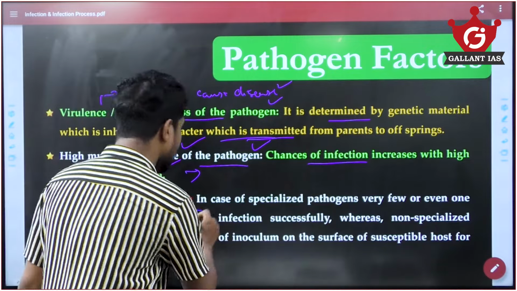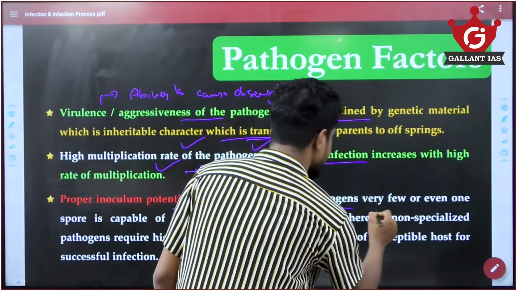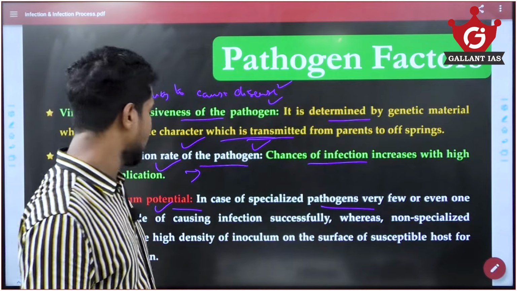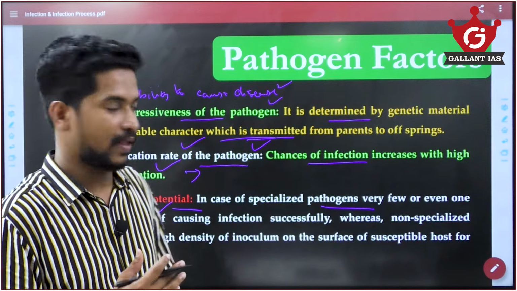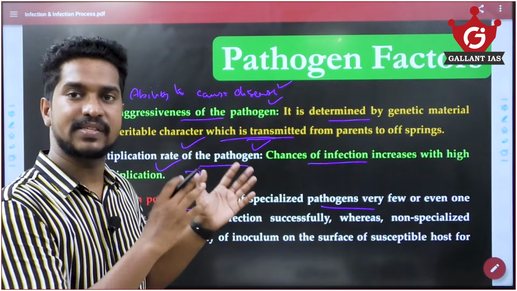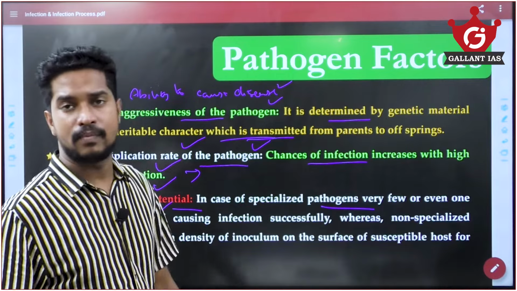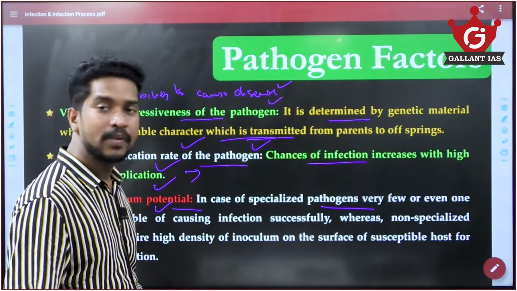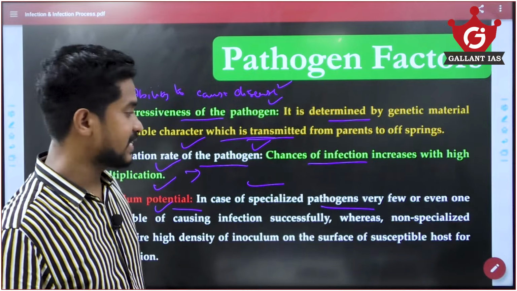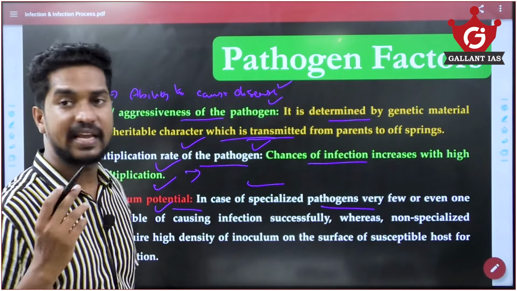And proper inoculum potential. We have discussed inoculum, right? So next is the proper inoculum potential. In case of specialized pathogens, very few or even one spore is capable of causing infection successfully.